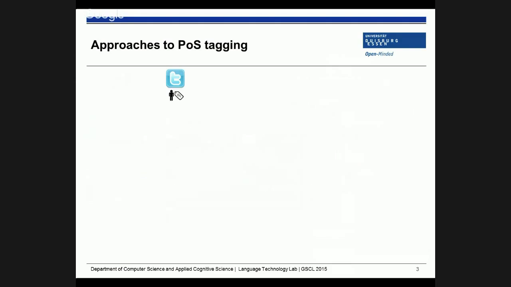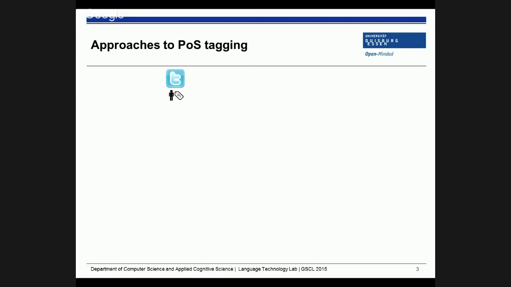So if you try to tag part of speech, if you try to fit to the social media domain, you usually start with a small annotated data set. You start with a small data set that has been human annotated, and this is usually very small, and human labor is very expensive.